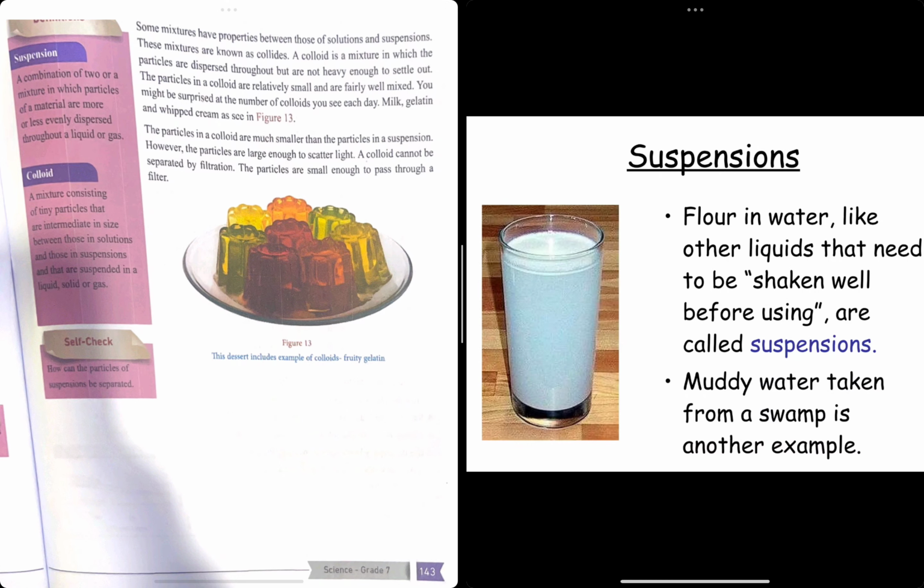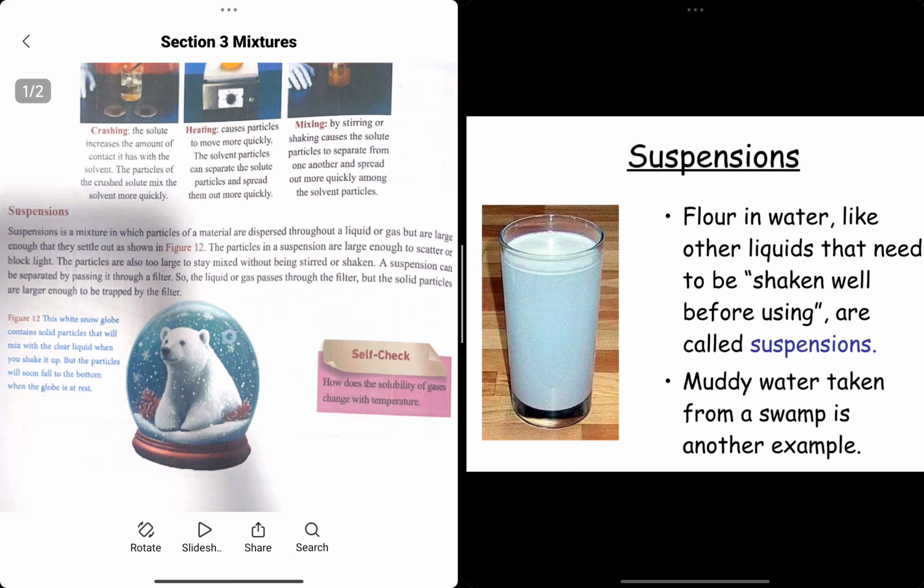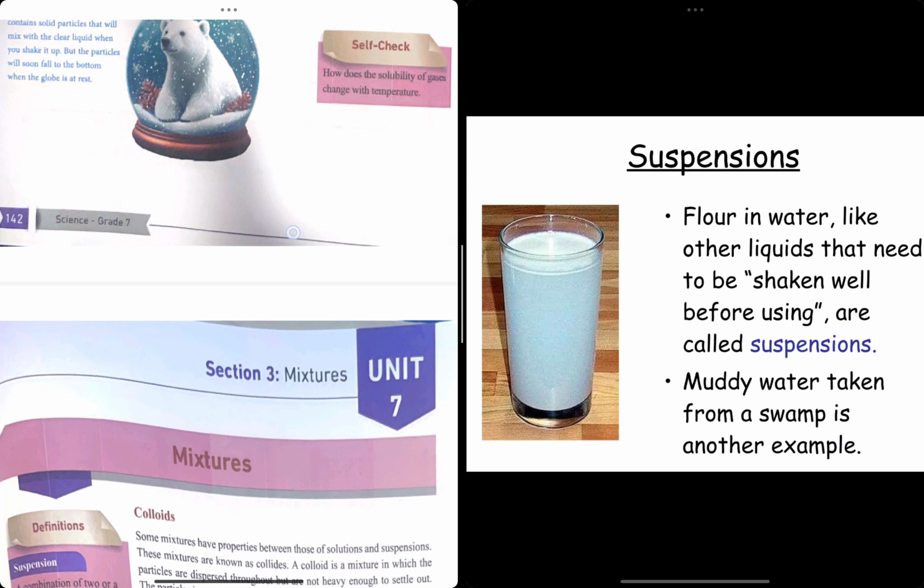They are mixtures in which particles are large enough to scatter or block light, and they are too large to stay mixed without stirring, and they can be separated by filtration. So what's important here is that a suspension can be separated by filtration: the liquid goes through, and the solid particles stay behind. This is about filtration.